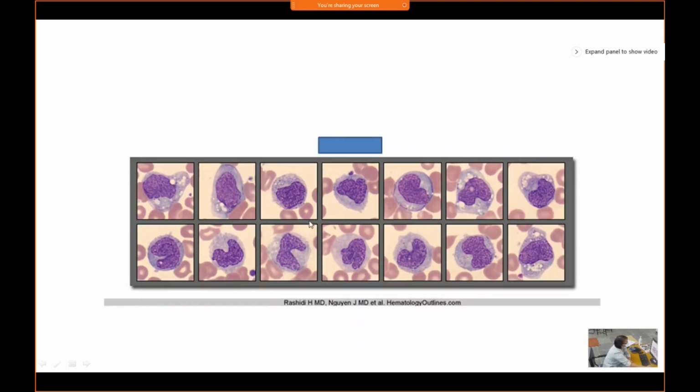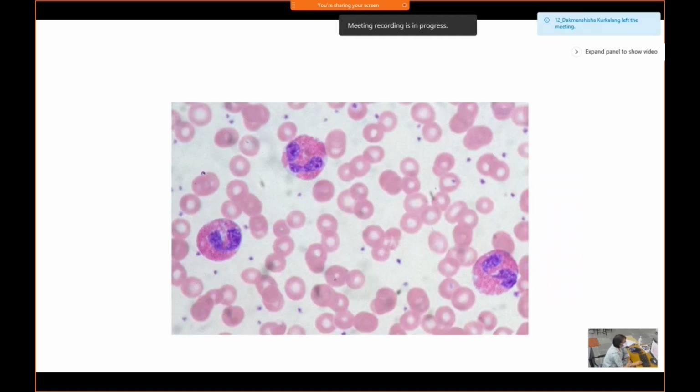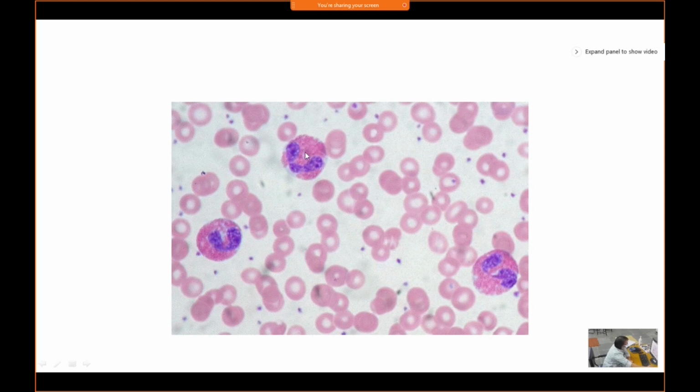So all these look like blastic cells, but they are actually reactive lymphoid proliferation. And they are very difficult sometimes to differentiate for a pathologist. This, I'm sure you know, these are the eosinophils. They have these coarse orange granules in the cytoplasm. So this is a case of eosinophilia.